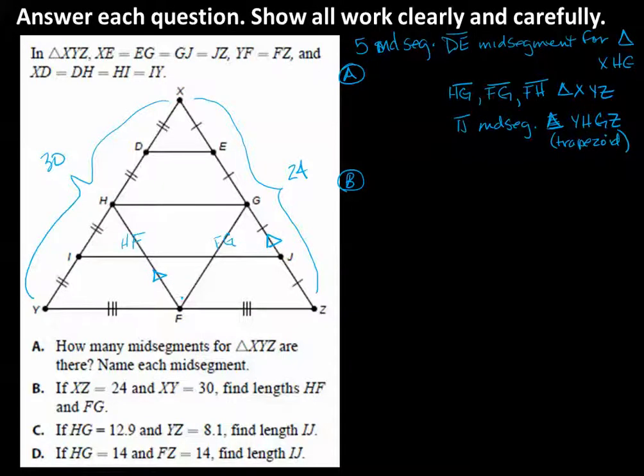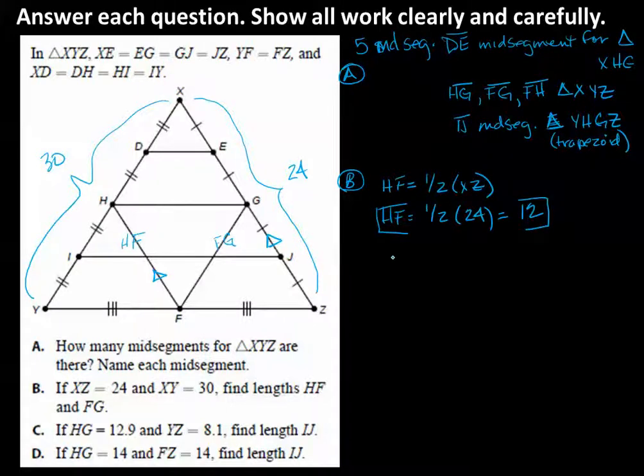And I also know that for a mid-segment of a triangle, HF is going to equal half of XZ. So HF equals 1/2, XZ is going to be 24. Half of 24 is going to give me 12. So HF is 12. Put a little box right there.